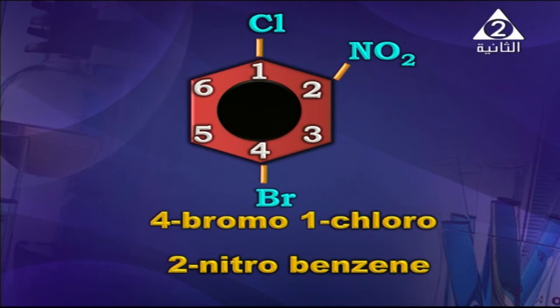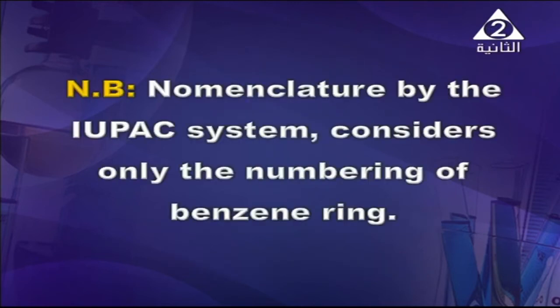Remember, my dear student, the numbering of the branches must give the lowest possible sum of numbers for the branches. So, my dear student, notice that nomenclature by the IUPAC name considers only the numbering of the benzene ring.